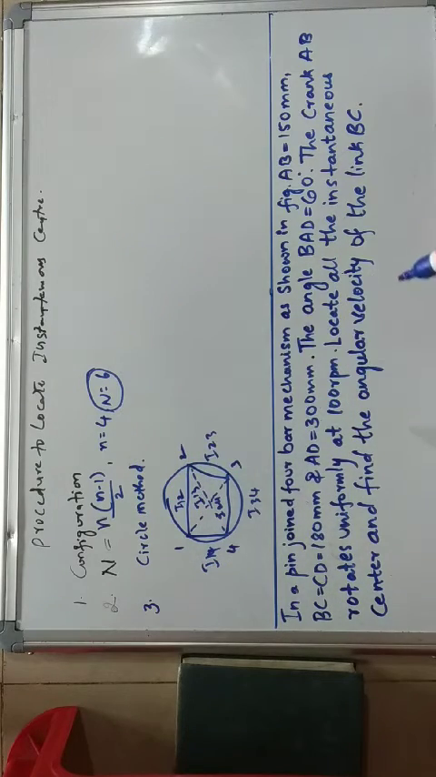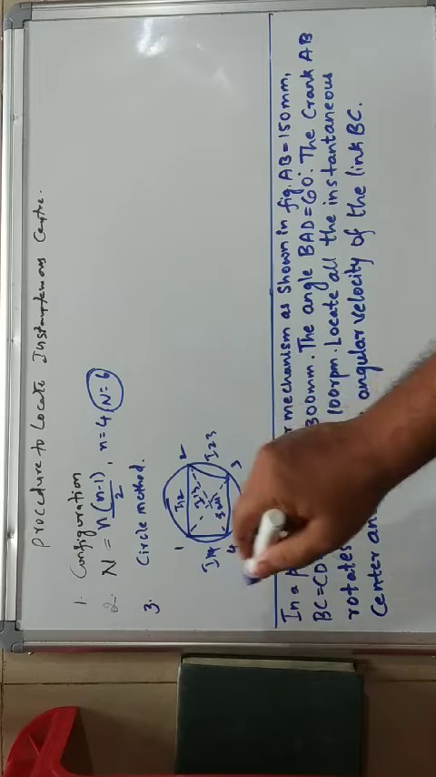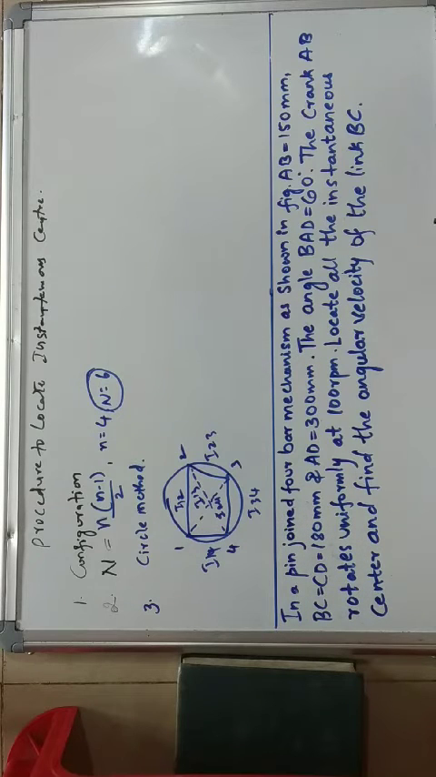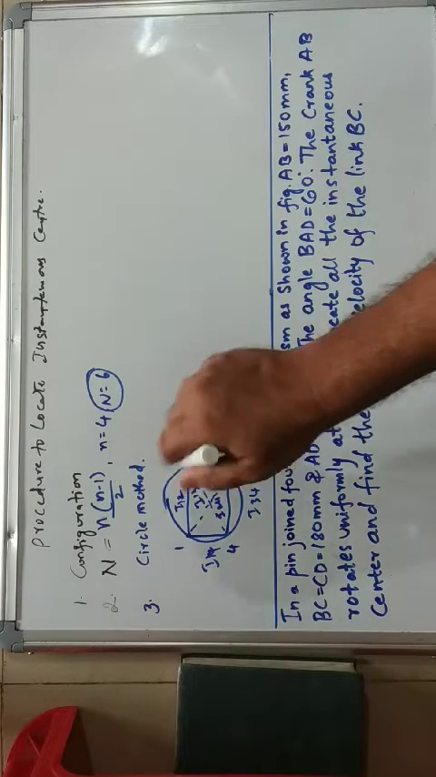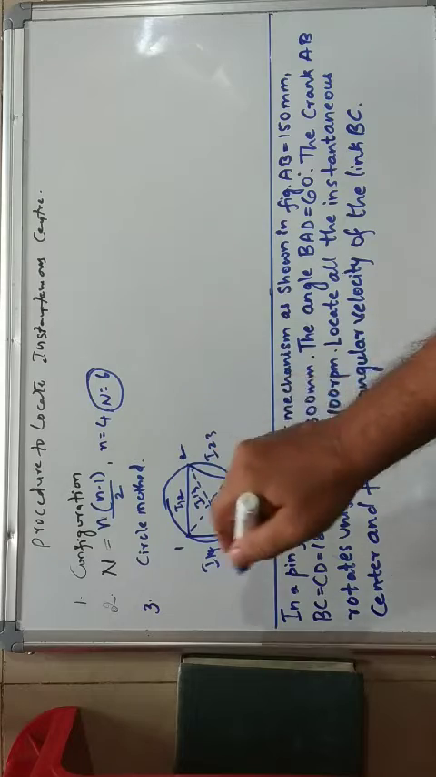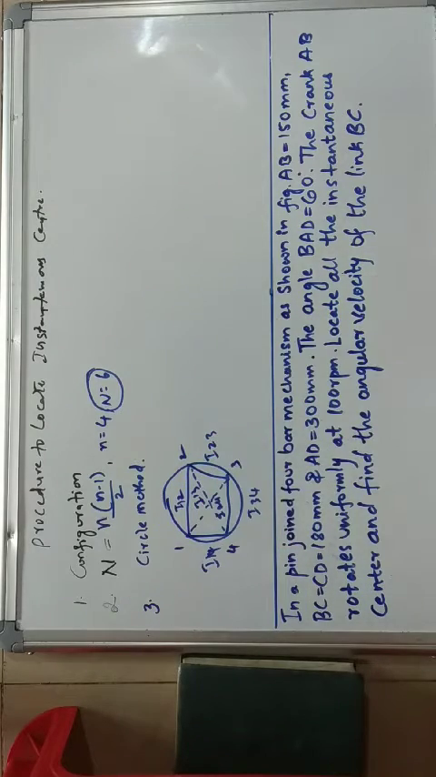Join this diagonal, it will be I24. So totally we have 6 instantaneous centers. This is what we call the circle method. In the circle method, the first step is, as I told you, I draw the circle and locate the points 1, 2, 3, 4, and so of course we have located.